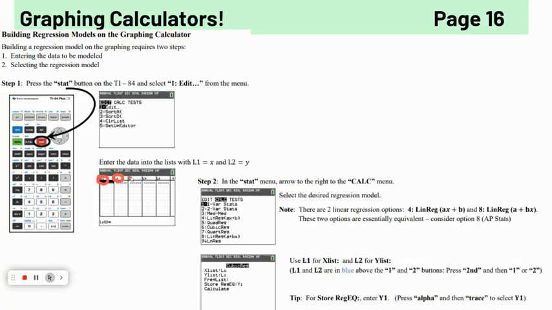If you happen to accidentally delete your lists, you can come back into this Stat and Edit menu and go to number 5, and that Setup Editor will add those lists back in.